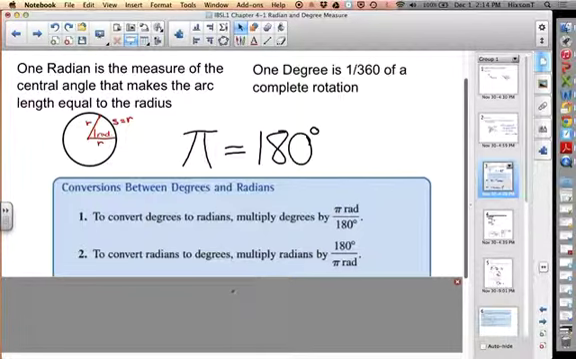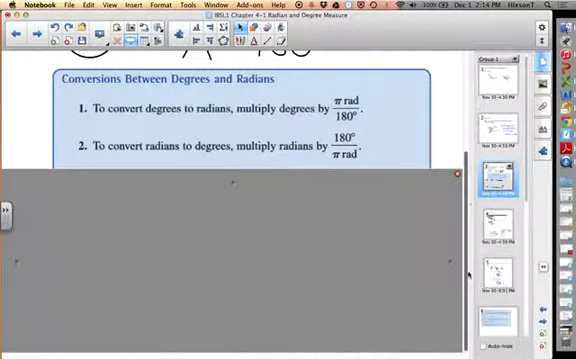Wait, when it says pi radians, do we multiply pi times radians? Or is that just pi? No, rad is just a unit of measure. Okay. Can we cross out pi and 180 degrees since pi equals 180 degrees? You don't want to cross those out because that's the conversion.